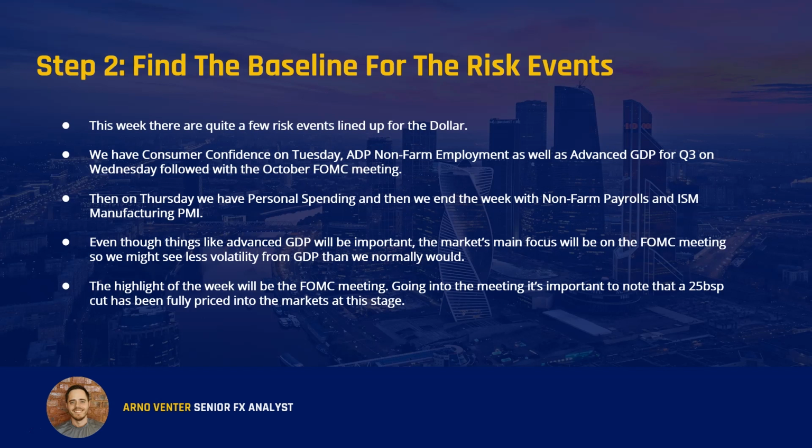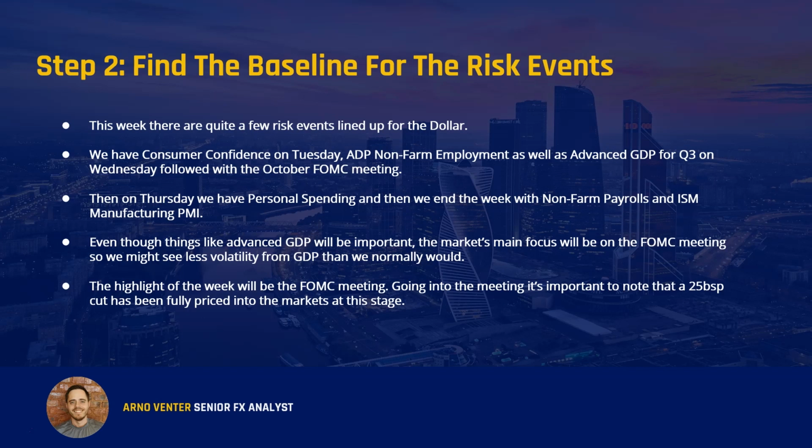We have consumer confidence on Tuesday. We have non-farm ADP coming out as well as advanced GDP for Q3 on Wednesday, of course followed by the all-important October FOMC meeting. On Thursday we also have personal spending, and then we're going to end the week with another ISM manufacturing PMI print as well as the non-farm payrolls.